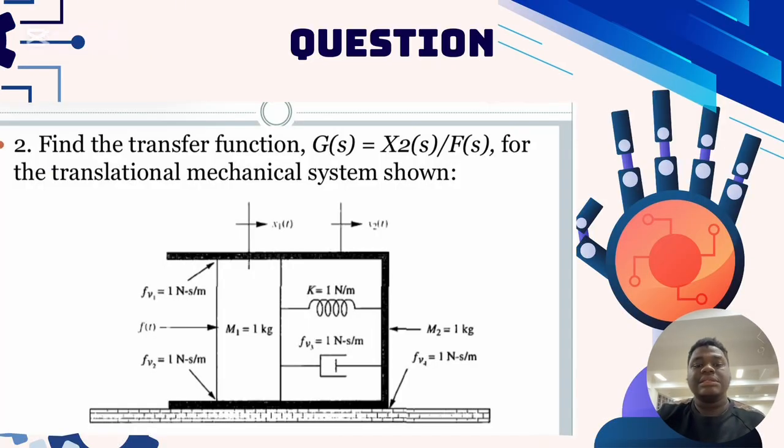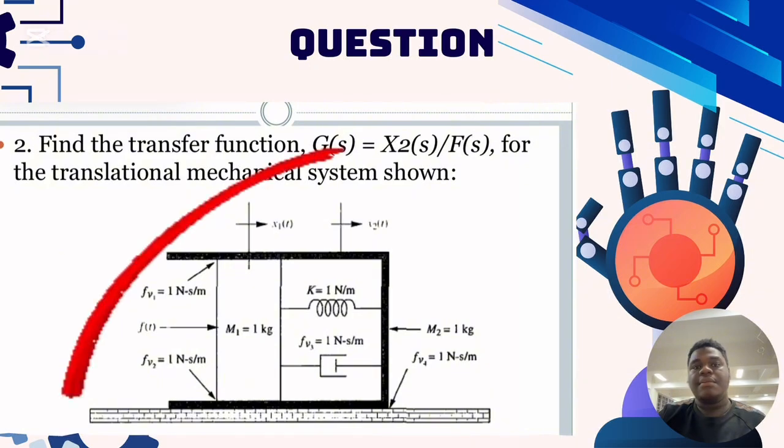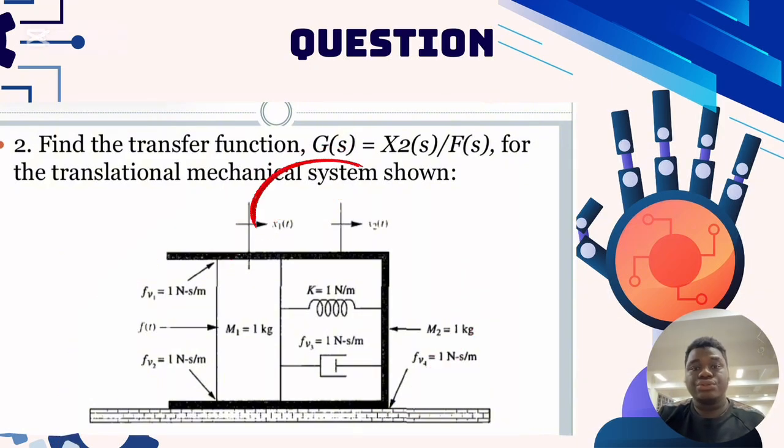In the translational mechanical system shown in the diagram, two masses are connected by a damper and a spring, and an external force F of t is applied to mass 1. We are interested in determining how mass 2 responds to that force. Our goal is to model the system mathematically using Newton's second law, transform the equations into the Laplace domain, and finally derive the transfer function.